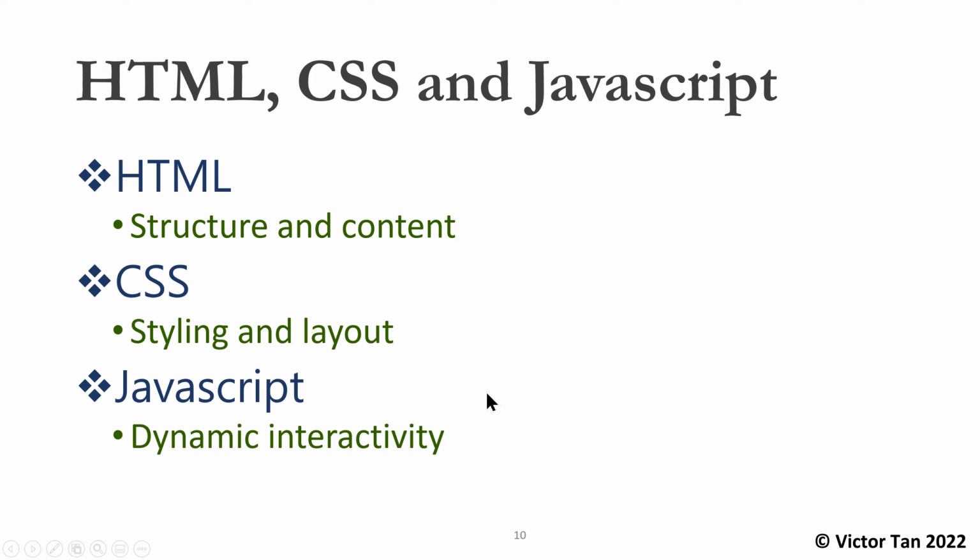Alright, let's talk about the three main components that we'll be covering for this workshop, which is basically HTML, CSS, and JavaScript. Your Angular applications are basically written in TypeScript, which is an enhanced version of JavaScript. So HTML provides the structure and content of your web page. CSS provides the styling and layout.